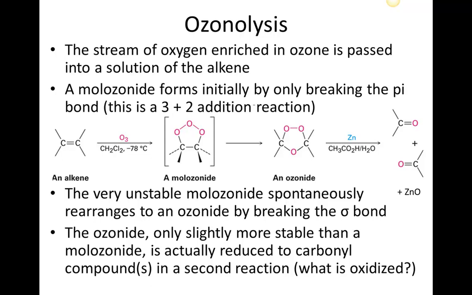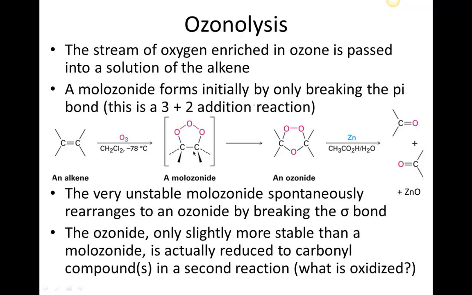So one end of the ozone gets attached to one of the carbons, and the other end of the ozone gets attached to the other carbon. So this is the molozonide, which is really unstable. I mean, we talked about the peroxide and oxygen. Well, this was even worse.